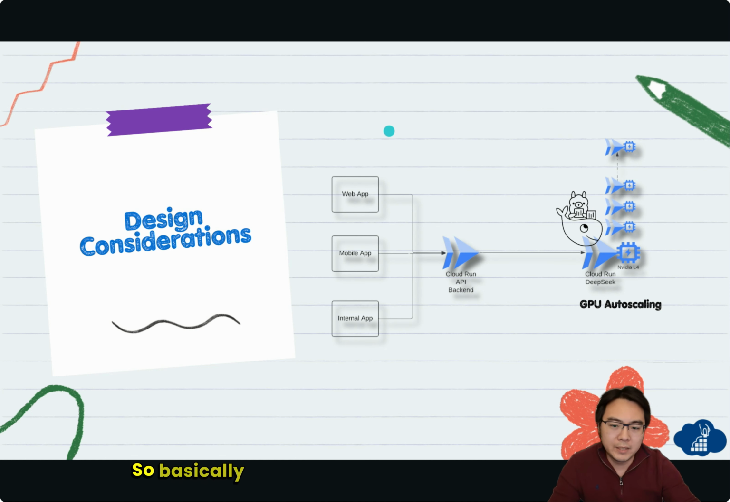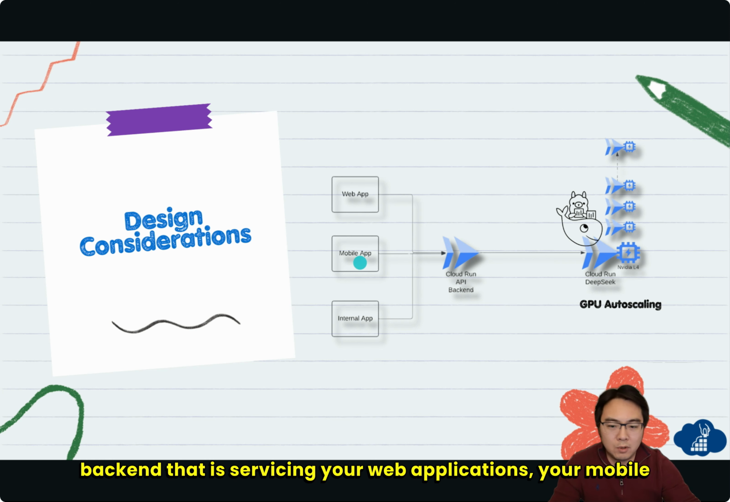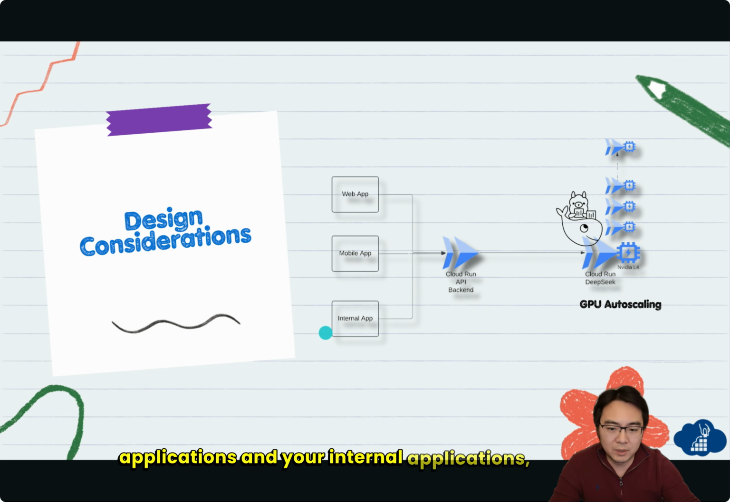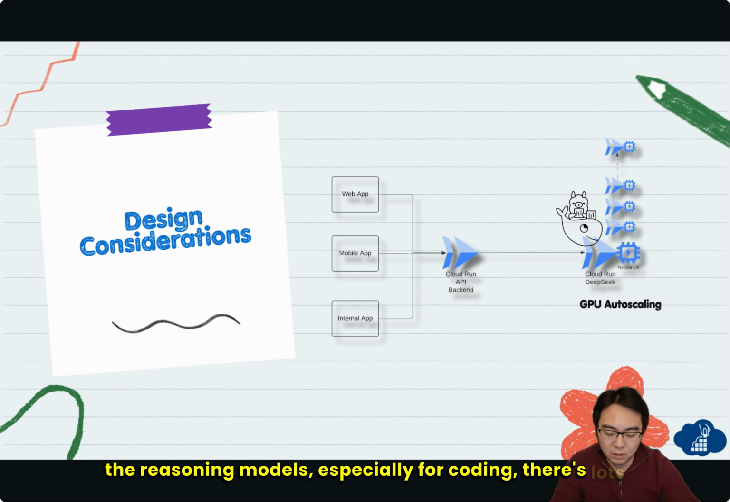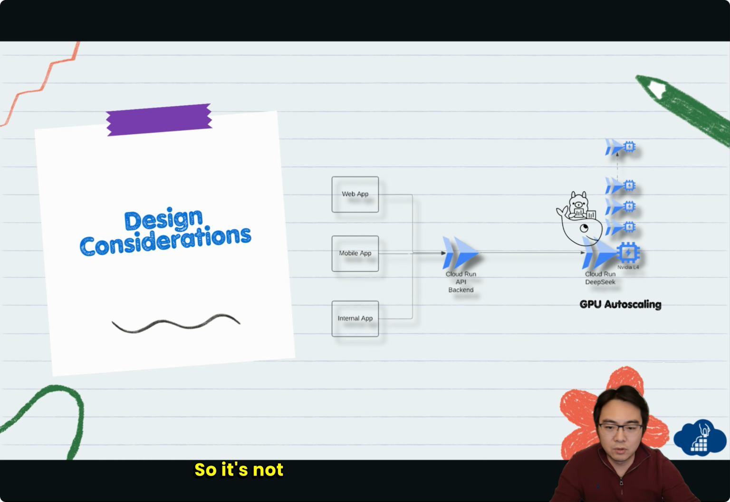So basically what's happening here is you can see on the left, you've got this Cloud Run API backend that is servicing your web applications, your mobile applications, and your internal applications, let's say enterprise apps inside your business that you built, because there's the Gen AI models, such as the reasoning models, especially for coding, there's lots of ways you can use it. So it's not just the B2C use cases, but also within the business with the B2B use cases. So they can be very, very powerful to deploy those yourself.